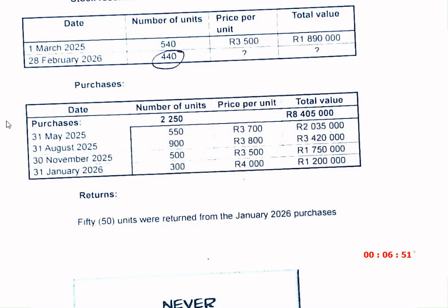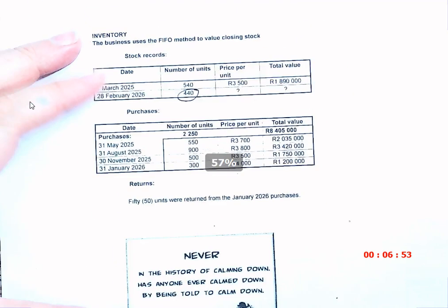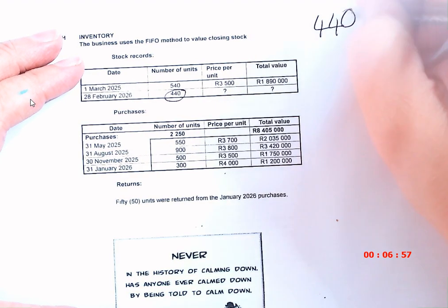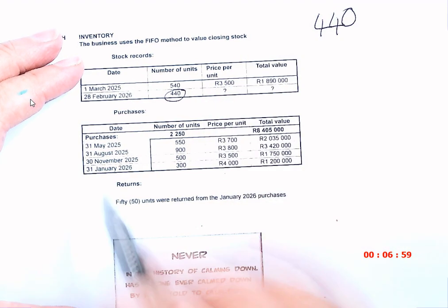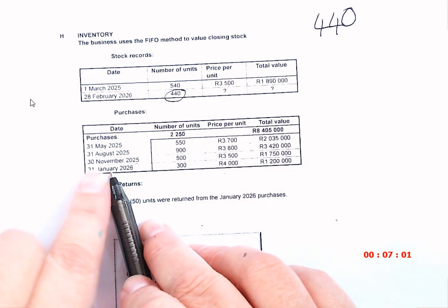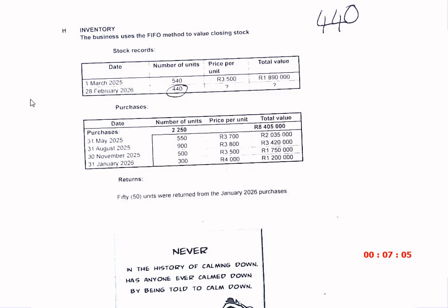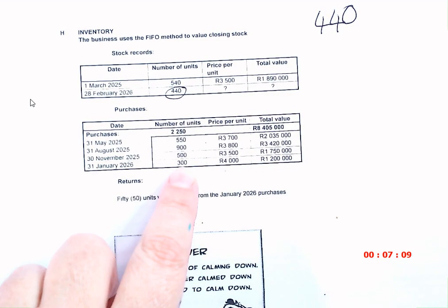So now let's start. I've got 440 units. So I start at the bottom, with the latest ones. Can you see this is all batches that were bought. So you go to the newest batch. The latest one says 300.